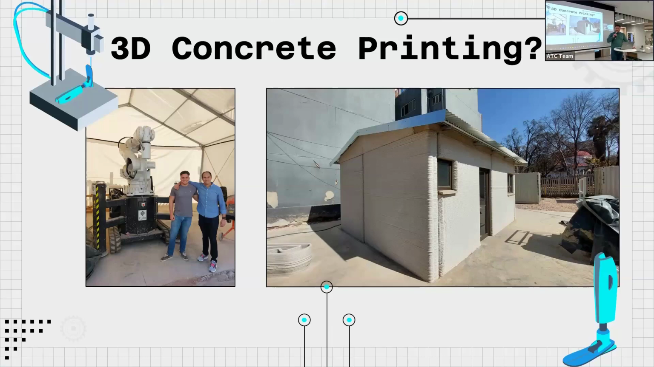For my honors thesis project, I looked at creating a sustainable concrete mix that was locally created, as currently all the mix is imported. Shown in this slide is myself and my supervisor next to the robot that was used to print, and here is the house that was printed, which is on UJ.